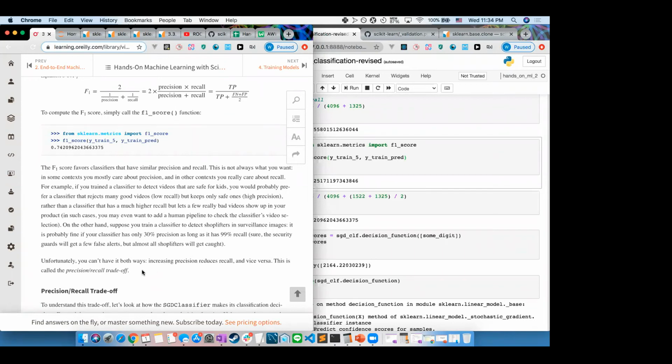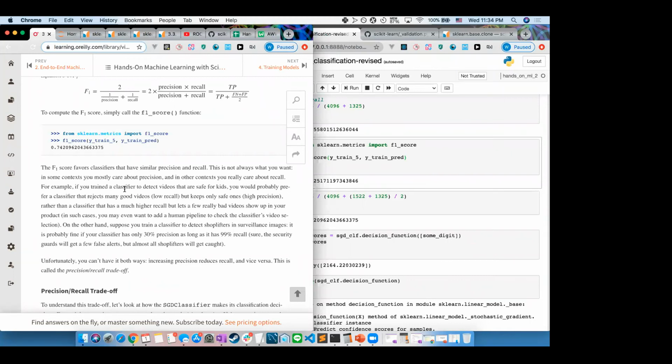Mm-hmm. Yeah, and it actually talks a little bit here. The F1 score favors classifiers that have similar precision and recall. This is not always what you want. In some contexts, you mostly care about precision. In other contexts, you really care about recall.